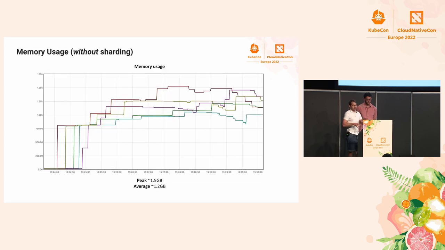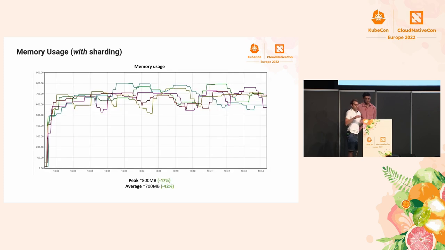Looking at the memory usage, again, this is the default mode, no sharding, what you get out of the box right now. If you install Thanos, the peak memory for a query is about 1.5 gigabytes to execute a single query, whereas the average is about 1.2 gigabytes. And comparing that with the sharded setup, we see a decrease to about 800 megabytes, so approximately 50%, and the average is also about 700 megabytes. And again, what's visible here is that the memory usage is much more consistent. There aren't big jumps and drops, and the lines are much closer together, so there's much more predictability in the system.